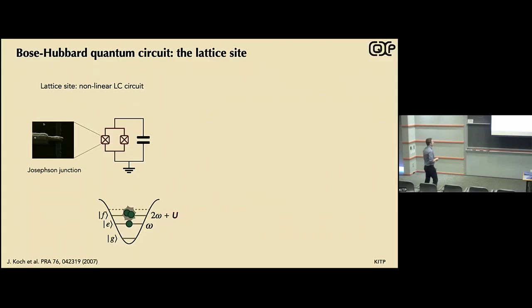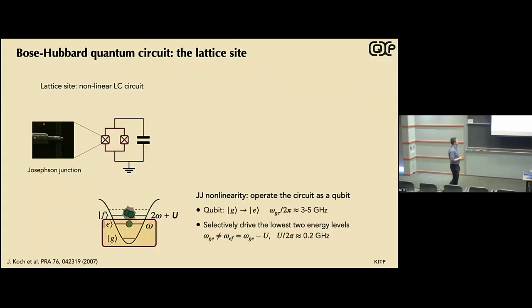And obviously, this nonlinearity is very important for quantum computing because then we can perform operations on the lowest two energy levels and treat it as a two-level system. And these are typical parameters that we operate this circuit at. But for us, we use this nonlinearity to introduce significant photon-photon interactions.